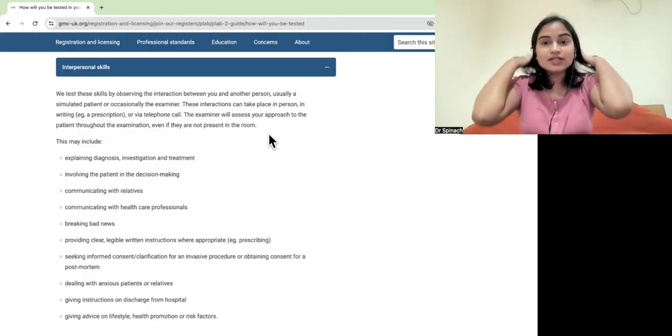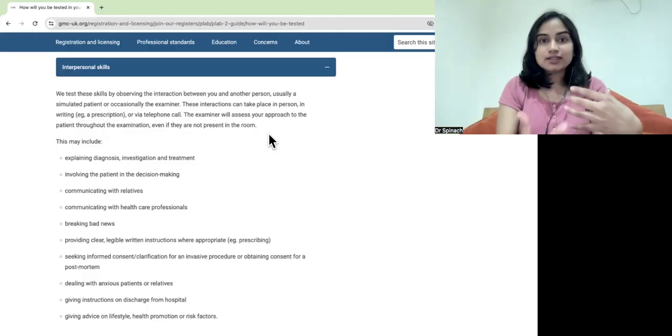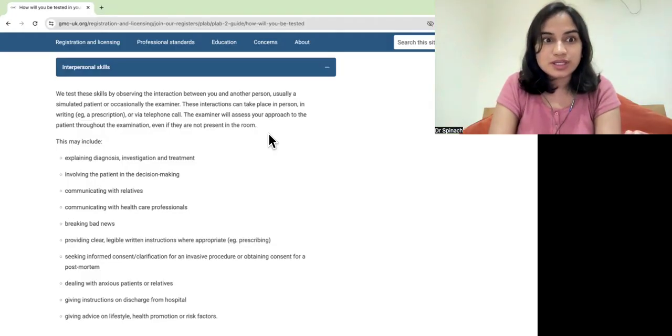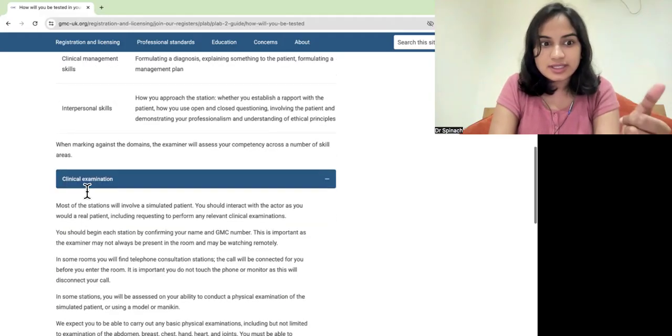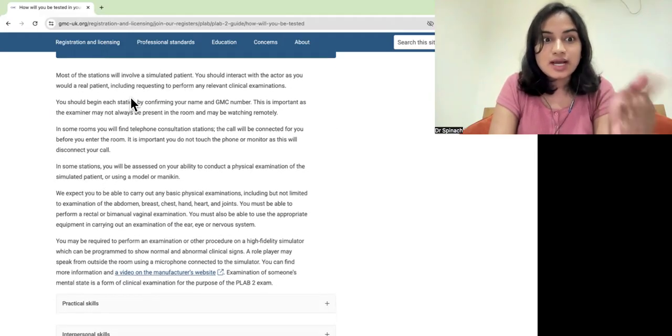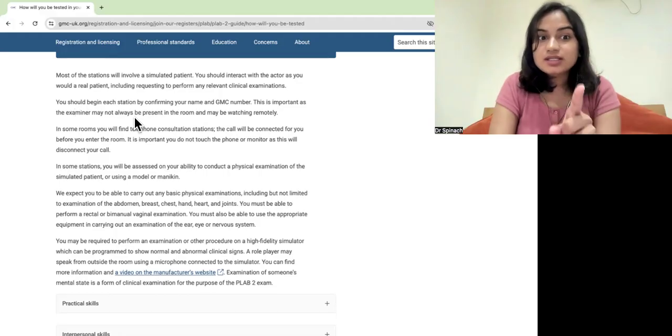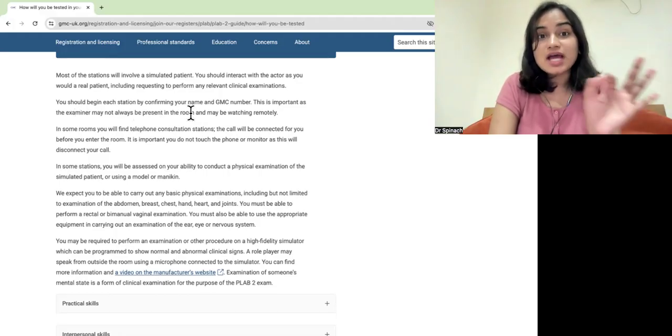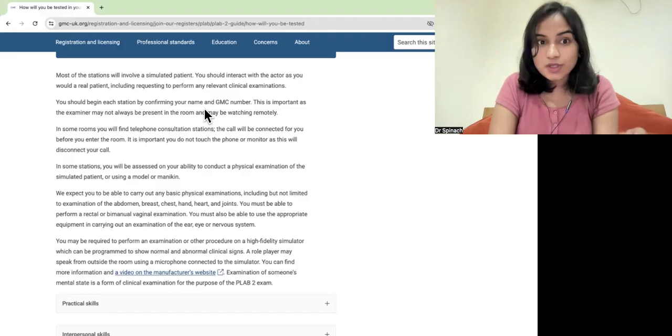So the first thing that you should do when you are entering the cubicle is, see, under clinical examination, they have written that you should begin each station by confirming your name and GMC number. This is important as the examiner may not always be present in the room and may be watching remotely.